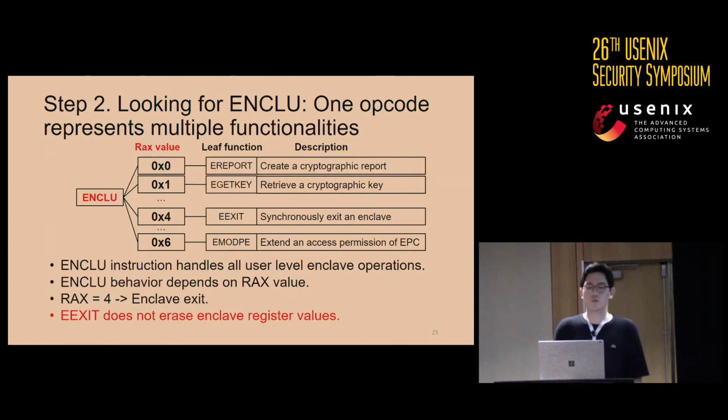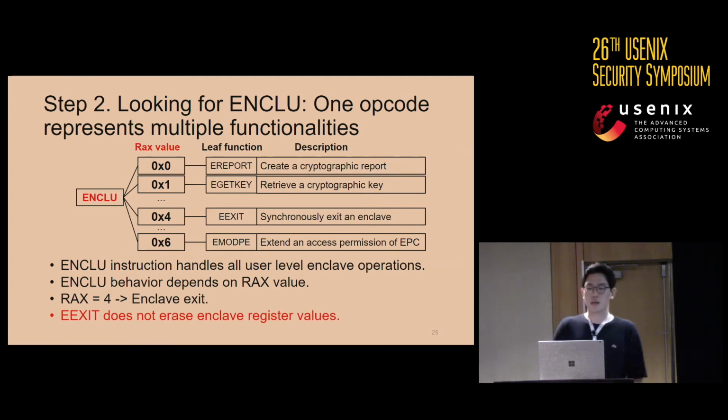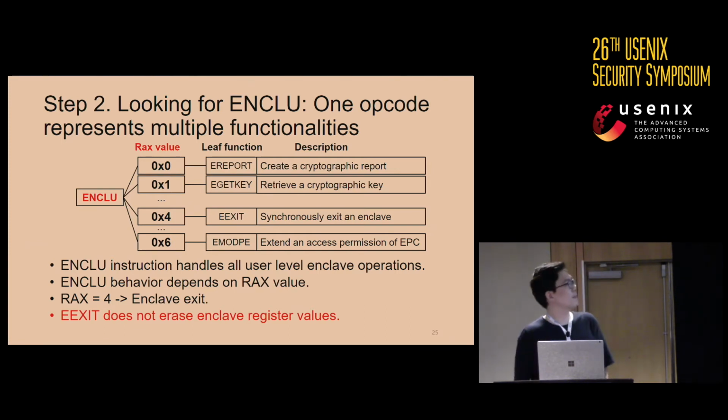To do that, we use the ENCLU instruction. Here, the ENCLU instruction handles all user-level operations of the enclave. For example, to retrieve a cryptographic key inside the enclave, it can invoke the EGETKEY through the ENCLU instruction. And also, to synchronously exit from an enclave, it can invoke the EEXIT through the ENCLU instruction. ENCLU's behavior depends on the RAX register value.